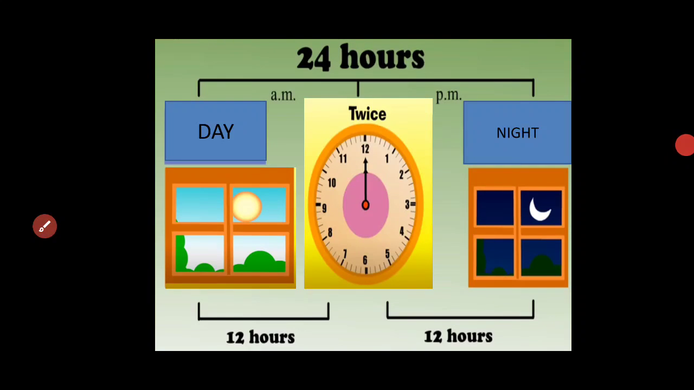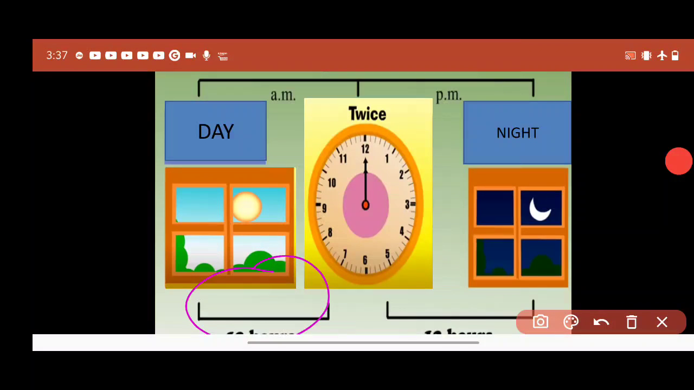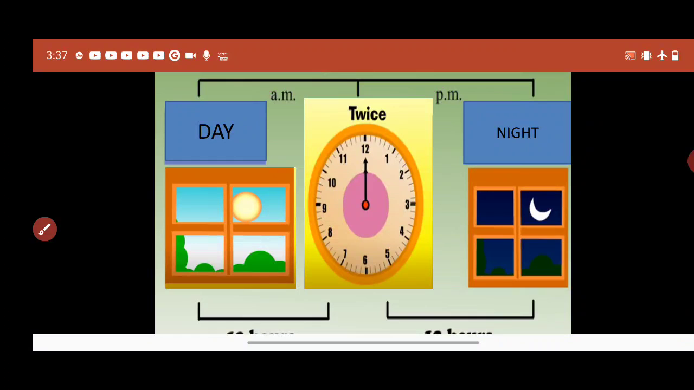Children, a day is divided into 24 hours. Now, how is that possible? Children, there are 12 hours in the daytime and 12 hours in the night time, children. The daytime we denote as AM and the night time is denoted as PM. Okay, children? So a day has 12 hours in the day and 12 in the night. So the clock revolves twice. The minute hand revolves twice a day. Okay?